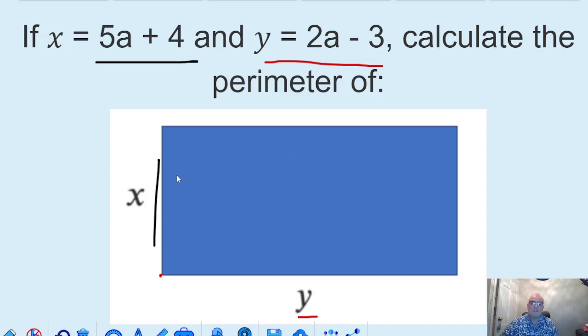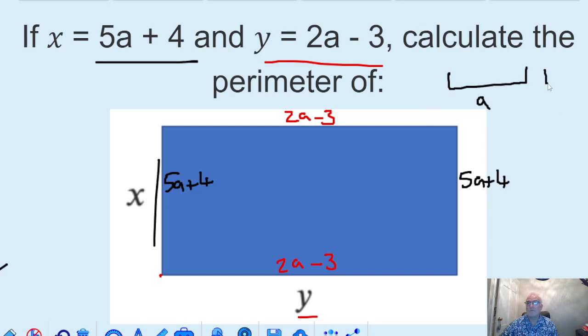So let's see how we did. This side is 5a plus 4, and this side is also 5a plus 4. The bottom is 2a minus 3, and the top, 2a minus 3. So I'm going to end up with 2 pots: 1 lot of a's, and then 1 lot of numbers. So let's do the a's first.